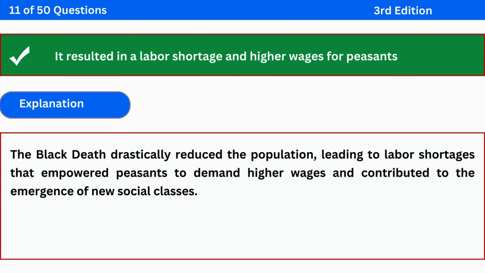The correct answer is it resulted in a labor shortage and higher wages for peasants. Explanation: the Black Death drastically reduced the population, leading to labor shortages that empowered peasants to demand higher wages and contributed to the emergence of new social classes.